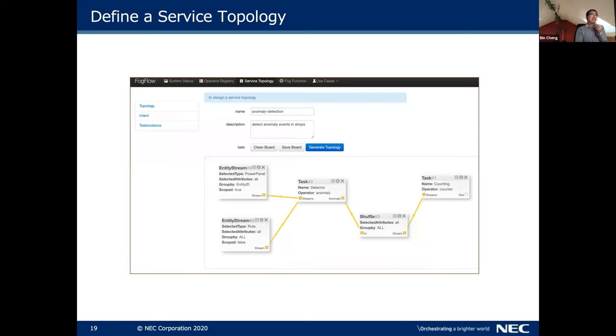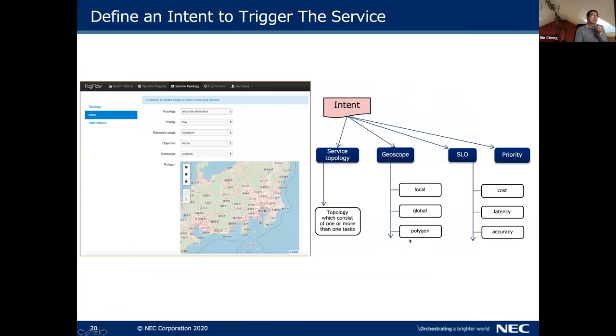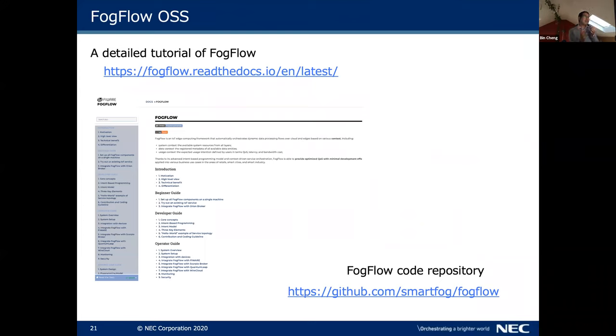Okay, and then the second step is to define this service topology. As I mentioned before, we have this graphical user interface to compose this graph with multiple tasks together. We also provide this user interface to define a service intent, which right now covers different perspectives. This polygon specifies a scope to trigger the computation logic defined by the service topology. Those are the three main steps to work out a Fork Flow application service. We also have a detailed tutorial provided at this link, so if you are interested, you can get more information from there.